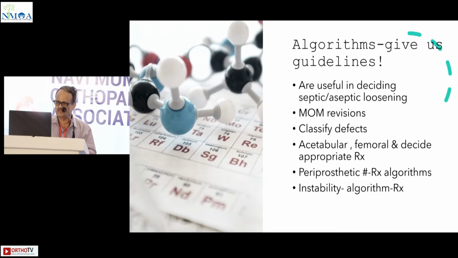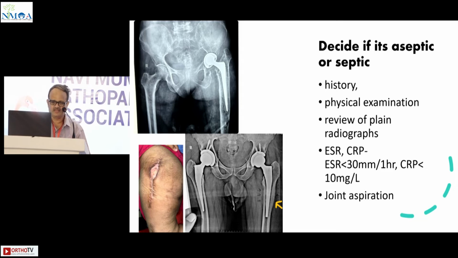We can classify defects. On the acetabular side and femoral side, there are bone losses, and we can decide the appropriate implants and treatment. Revision scenarios can be in periprosthetic fractures. These algorithms give treatment protocols to us, and for instability, again they give us a treatment protocol. For example, in a case like this top one, it is a no-brainer that it is loose, infected, and there is a discharging sinus. A case like this is a subtle type of thing. There is a fluffy callus there, there is hypertrophy of the stem, but this is 19 years post total hip replacement and painful. So many times it is difficult to know.